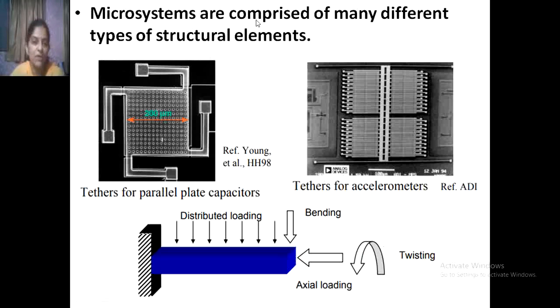Here microsystems are composed of many different types of structural elements, that is wafers for parallel plate capacitors we have seen, then beams for accelerometers we have seen. Here the distributed loading, that is bending as well as axial loading as well as twisting. There are many traces combining on one material or one plate.